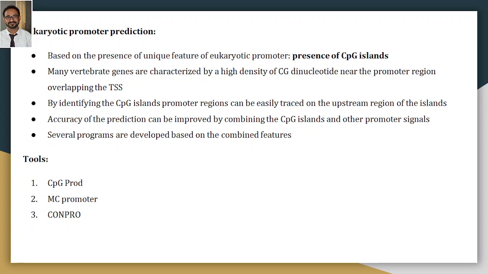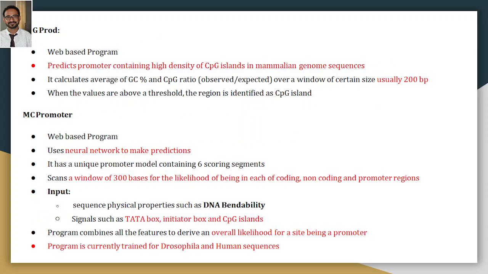Okay, so accuracy of the prediction can be improved by combining the CpG islands and other promoter signals, because we know that just behind these signals, just above the signals, the promoters will be there. Understanding? So based on that indirect approach, we are going to identify or predict. Several programs are developed for the combined features. We are having CpG prod, MC promoter, and compro, all these three things are there. We will discuss.